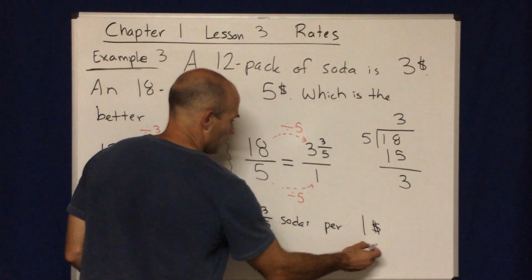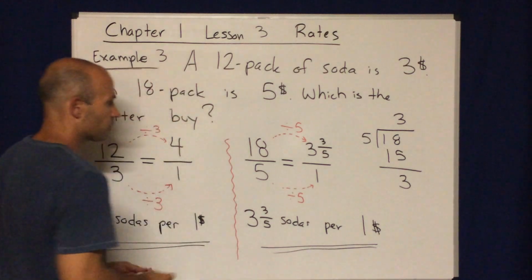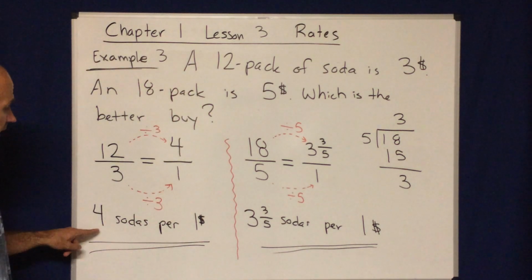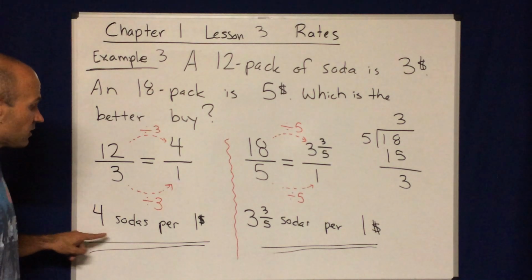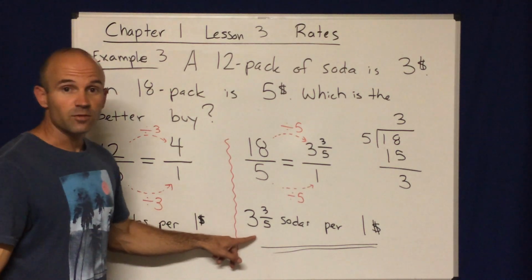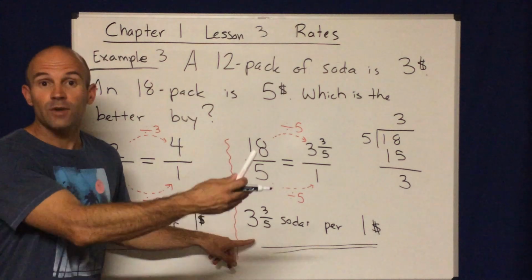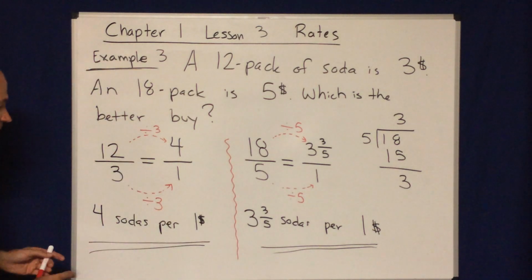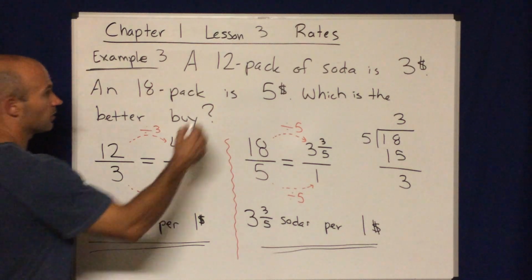The last part of the problem, now that I've found both the unit price in both cases, is to see which one's the better buy. And so I compare. On this side, I get 4 sodas per every $1 I spend. On this side, I'm getting less than 4. I'm getting 3 and some fraction, so definitely something less than 4. So option 1 is the better buy because I'm getting more sodas per dollar.